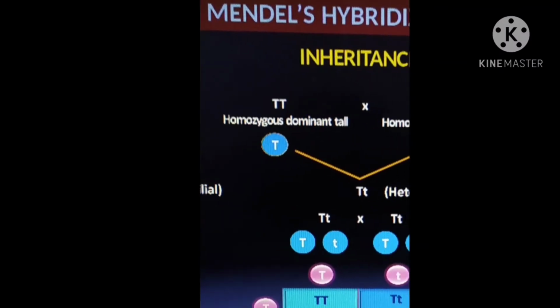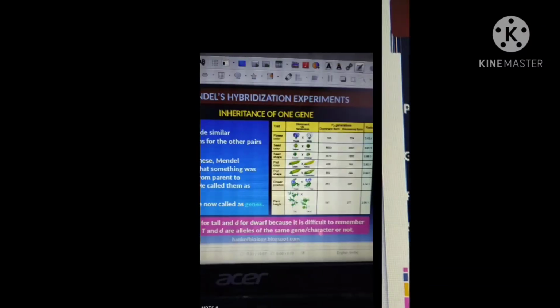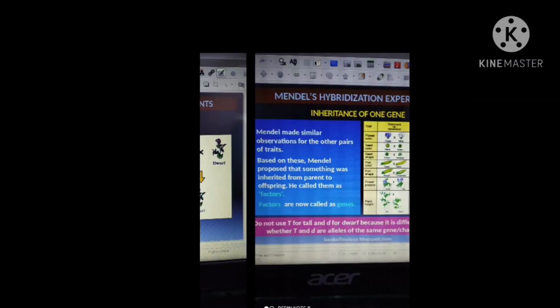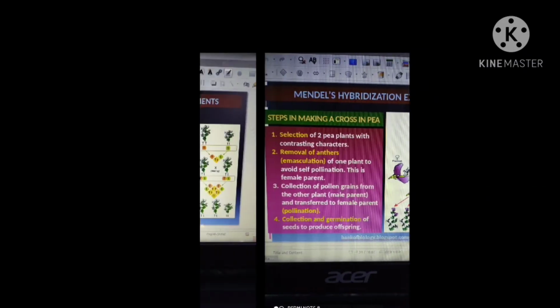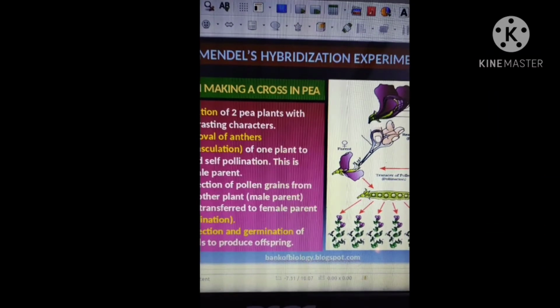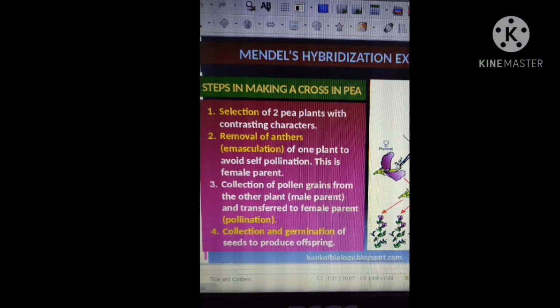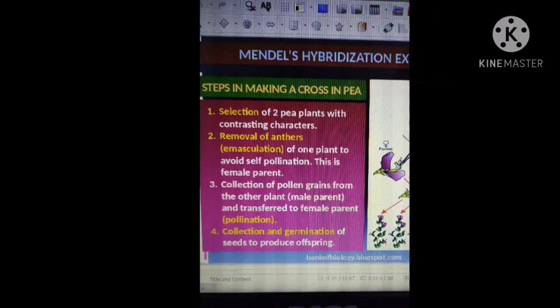Now, what did he do? The procedure was like this. First step, selection of plants: he selected two plants with contrasting characters, two varieties. Second step, removal of anther, which is known as emasculation. Removal of anther or androecium, that is the male reproductive part in the flower.